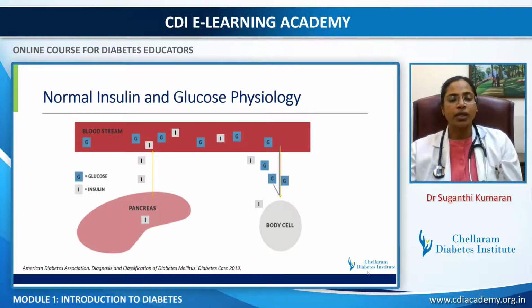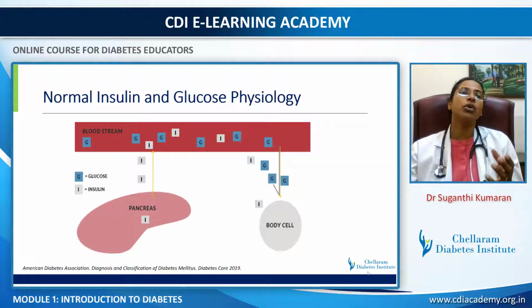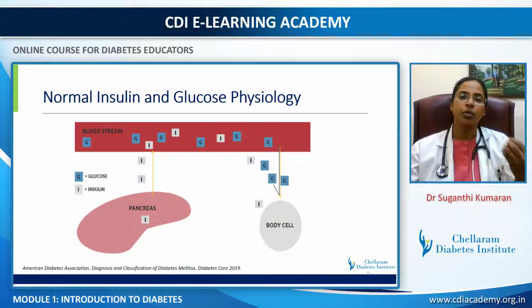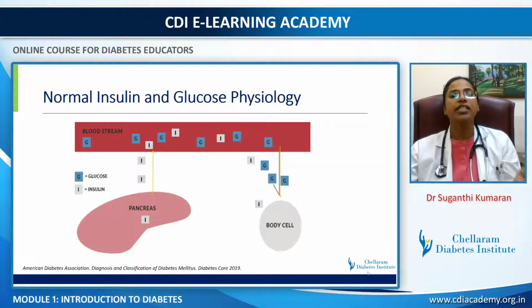In this picture, as you can see, the pancreas secretes insulin in response to the glucose level in the blood. When there is high glucose after food, obviously the pancreas is told to produce insulin. So the beta cells produce insulin. And what does this insulin do? It makes sure that the glucose from the blood gets into the cell for metabolism. This is a very simplified way of explaining how insulin works in response to glucose and how the glucose enters the cell.